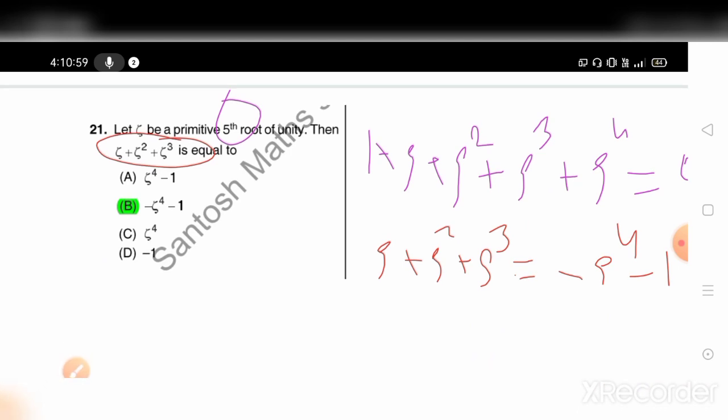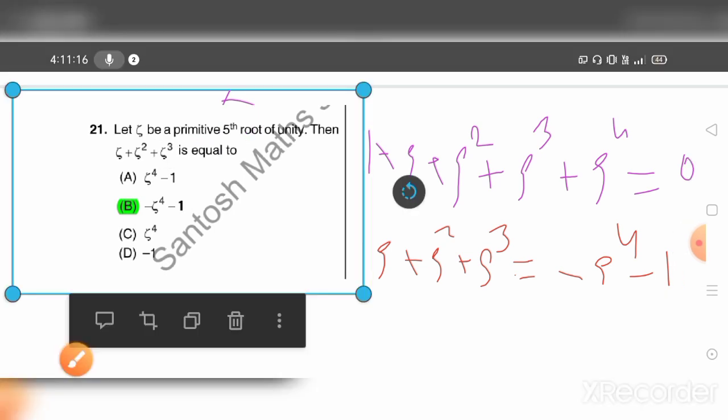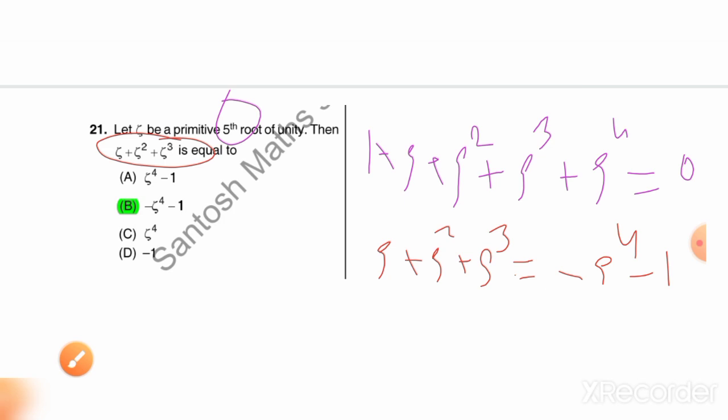Let xi be a primitive fifth root of unity. Then xi plus xi squared plus xi cubed is equal to... here is one result: the sum of the fifth roots of unity is equal to 1 plus xi plus xi squared plus xi cubed plus xi raised to 4, which equals 0. So xi plus xi squared plus xi cubed equals minus xi raised to 4 minus 1. That is, option B is correct.